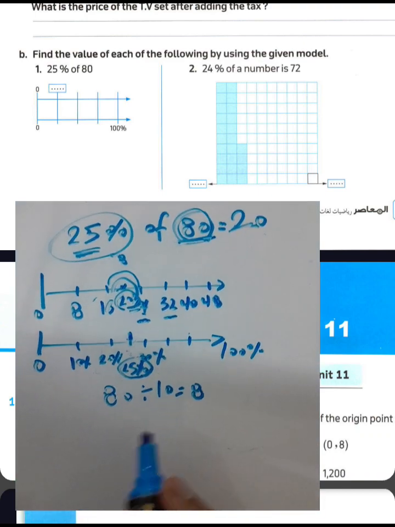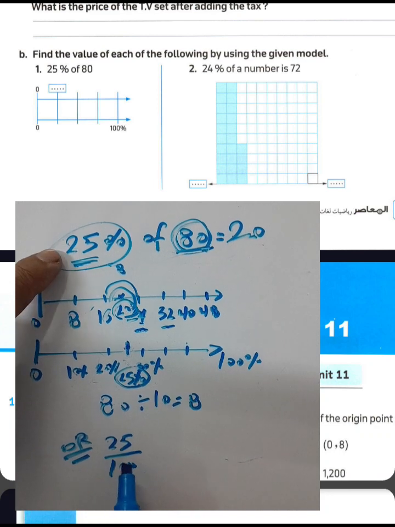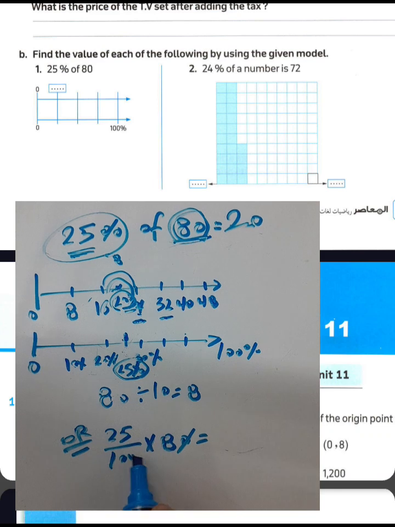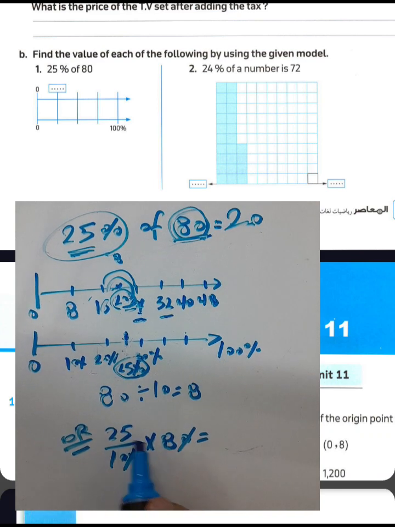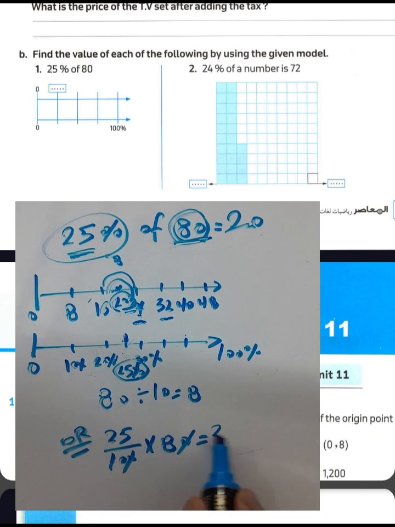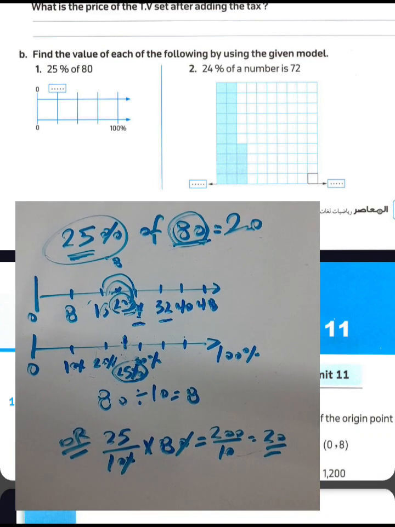Or you can solve it like this. 25%, see me, 25 over 100, multiplication by 80. And then cancel 0 by 0. And 8 times 25 divided by 10, it will be 20. Because 8 times 25 will be 200, over 10, it will be 20. Okay?